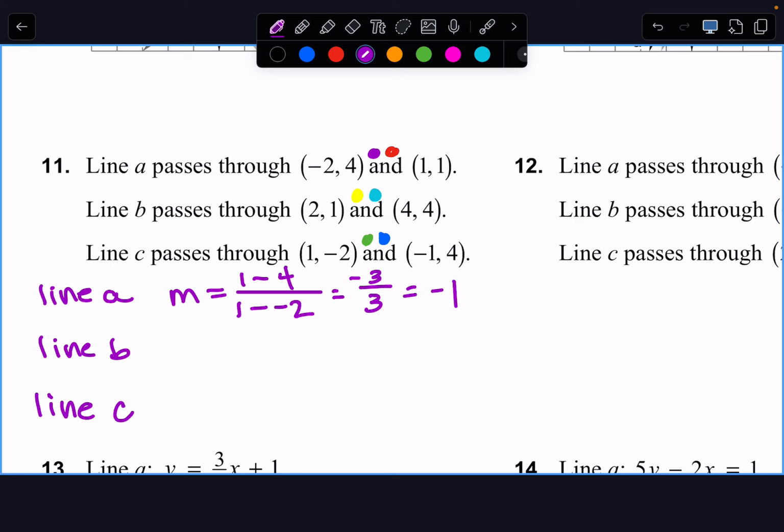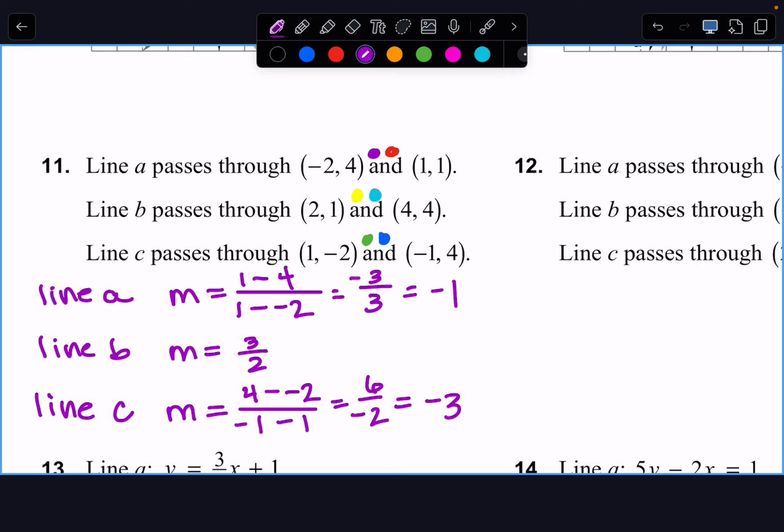All right, slope B. 3 over 2. And teal table, we agree with that, 3 over 2? Okay. And then my blue and green group. All right, we better do this. 4 minus negative 2, negative 1 minus 1. So we have 6 over negative 2, which is negative 3.